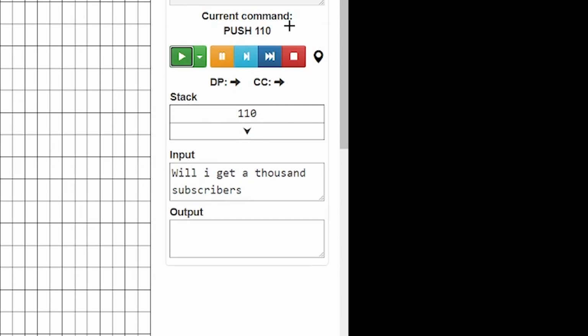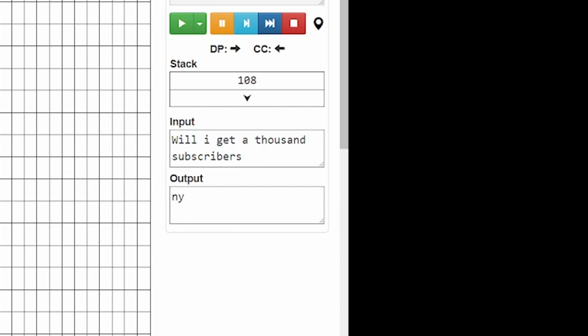Here you go, Magic 8 Ball, except it's a Magic 2 Ball, because it only says yes or no. But anyway, bye.